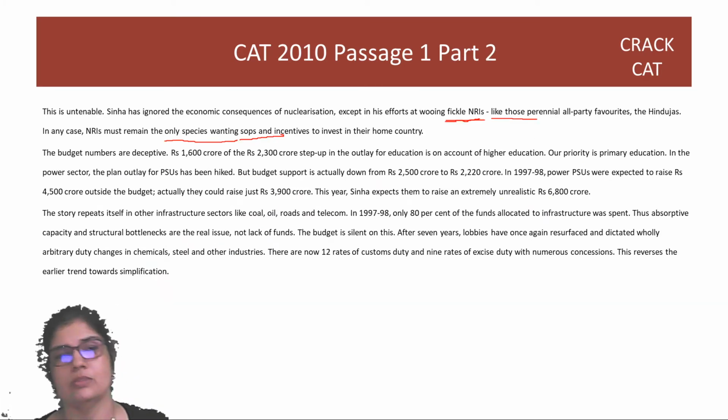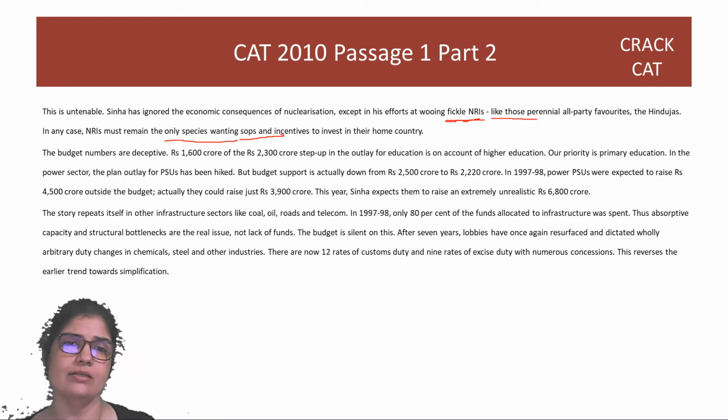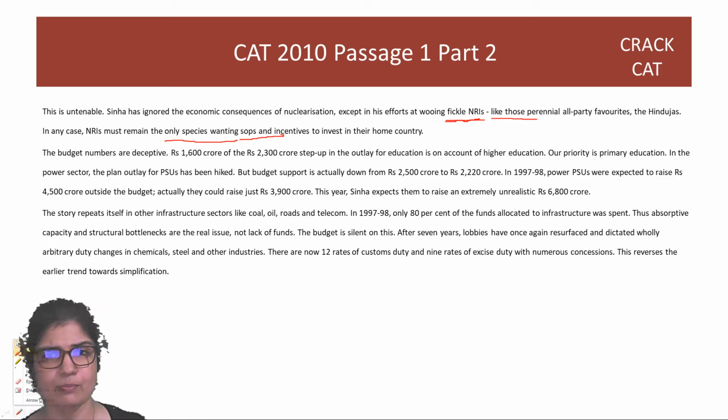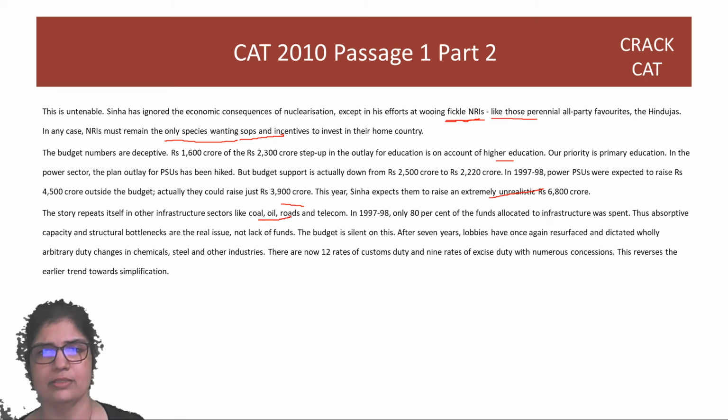is untenable, not possible. The budget numbers are deceptive. 1600 crores is for higher education and priority is primary education. In the power sector, plan outlay for PSUs has been hiked, but budget support is actually down. Power PSUs were expected to raise 4500, but they have not raised so much. Okay, so this talks mostly about power and higher education and how it has not done a good job, with an extremely unrealistic target to raise. Okay, the story itself repeats in other infrastructure like these, right?